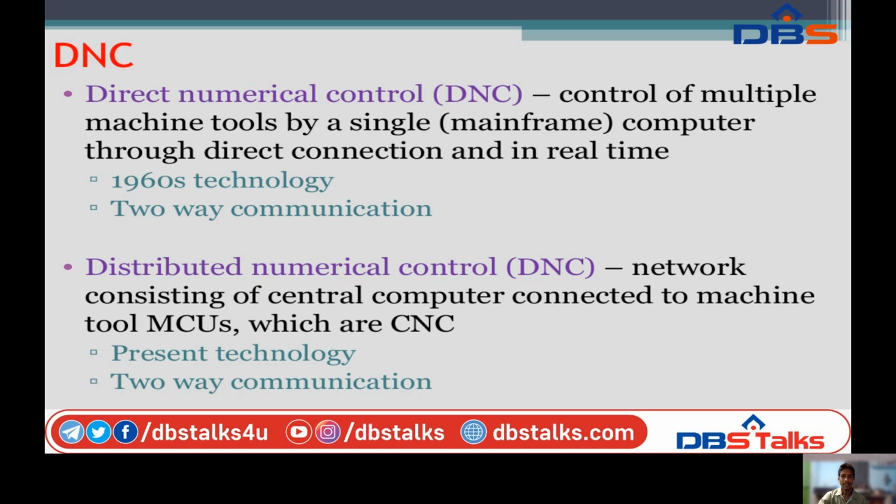Next, there is another classification. One is DNC, direct numerical control. The second one is distributed numerical control. The network consists of a central computer connected to machine tools. That means one network consists of a central computer, which is connected to machine tool MCUs, which are CNC. Present technology, two-way communication is also used here. That means the second type is similar to computer numerical control.